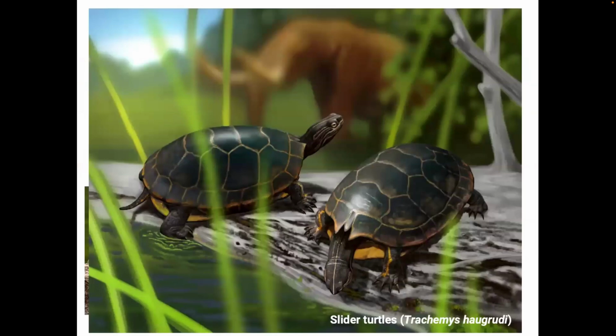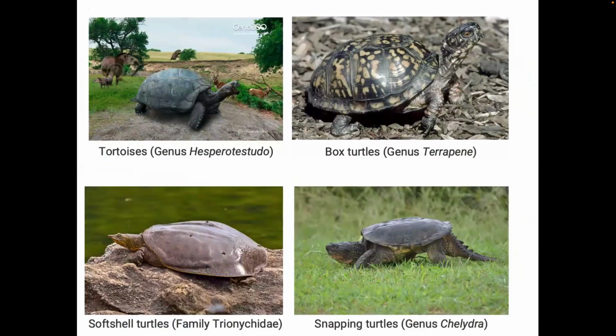I love this one, this slider, which is an extinct type, unique to the site, with the mastodon blurred out in the background. Box turtles, soft-shell turtles, snapping turtles, all of these are present today. But take a look at the upper left.